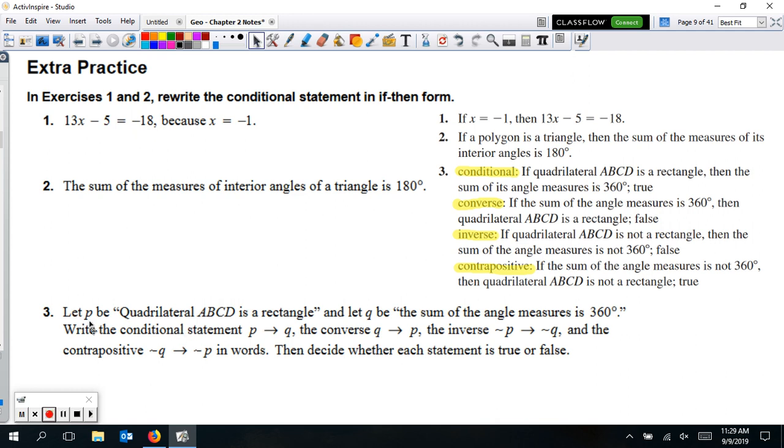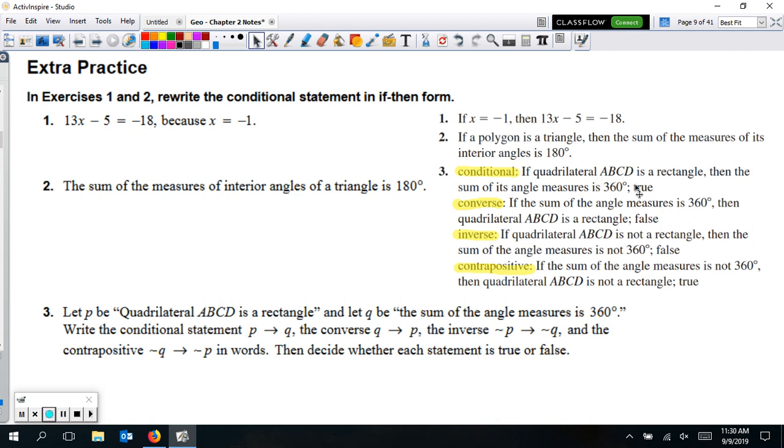Now this one's a little different. We're going to want to be given this statement here. It says let P be this, so here's your hypothesis, and let Q, which would be your conclusion, be this. First of all, it says to write a conditional statement. So this is going to be a little bit easier because it tells you here's the hypothesis, here's your conclusion. So if quadrilateral ABCD is a rectangle, comma, then the sum of the angle measures is 360. And so that's what it's saying there.